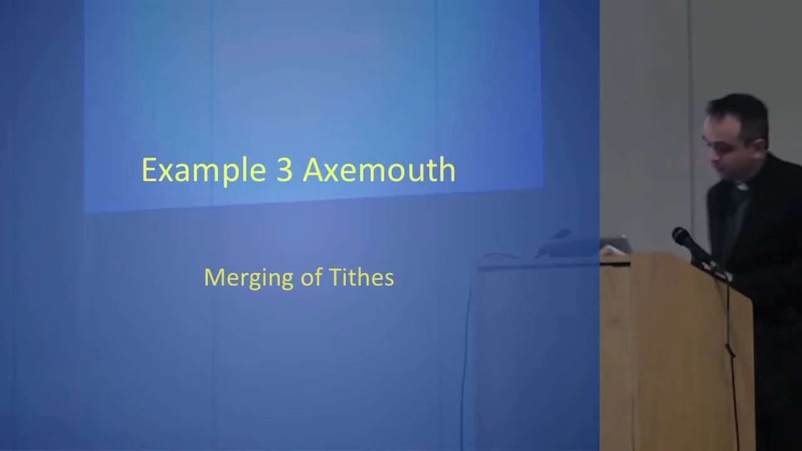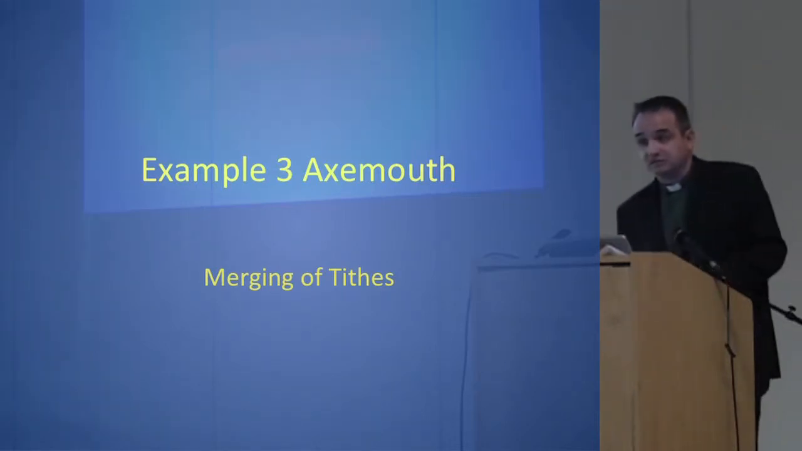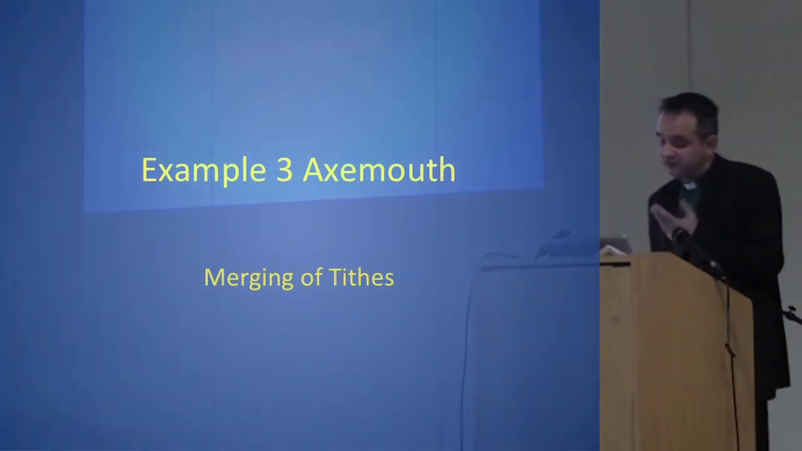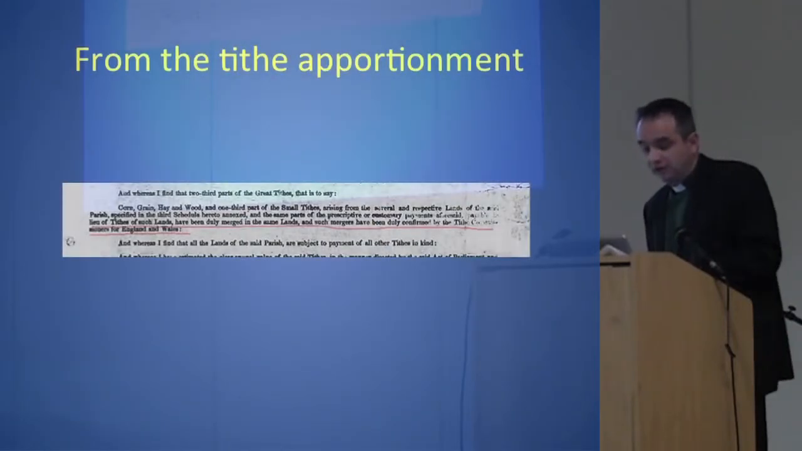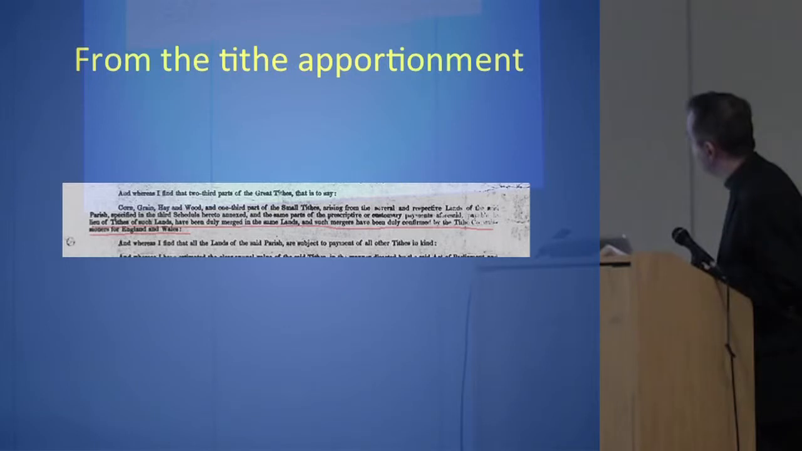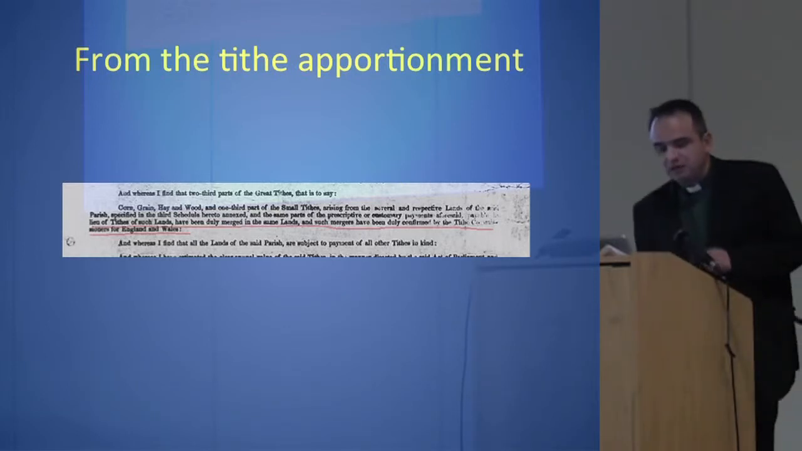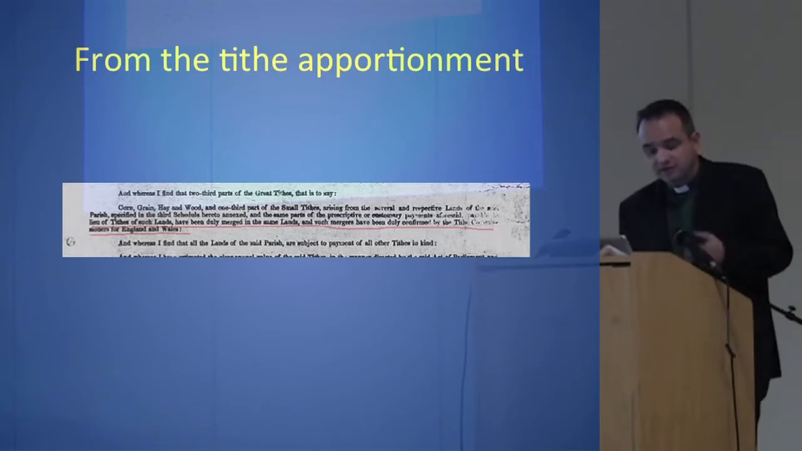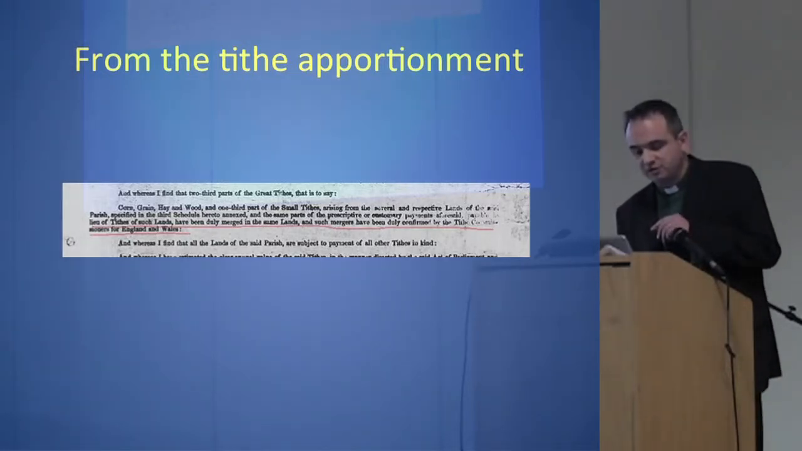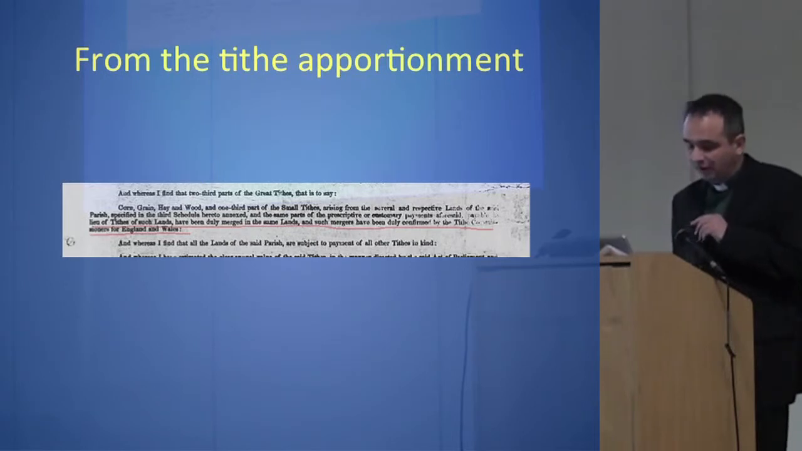Right. Example 3, does anybody know where the apportionment is? Down there. Right, sorry this is so small, but in the beginning of the tithe apportionment or tithe award, it says at the beginning, in lieu of tithes such as have been duly merged in the same lands, and such mergers have been duly confirmed by the Tithe Commissioners for England and Wales.